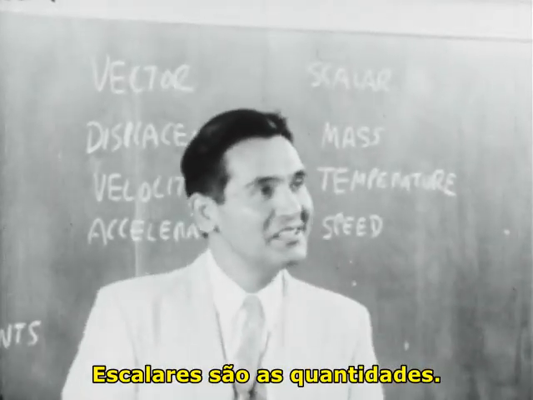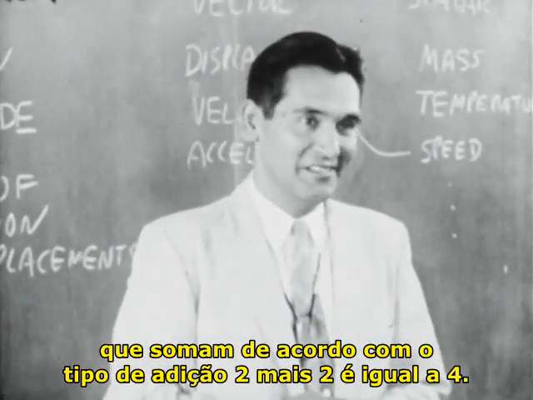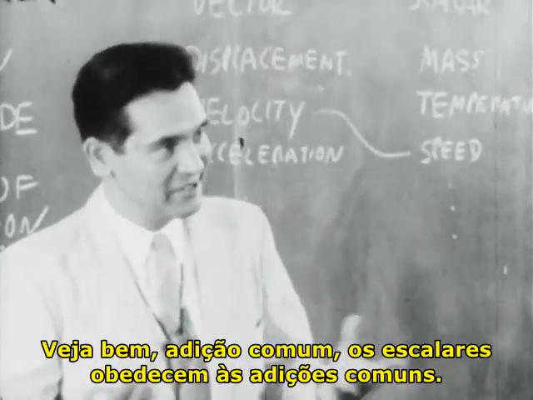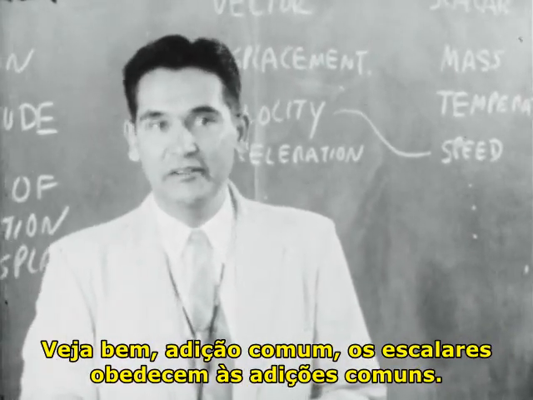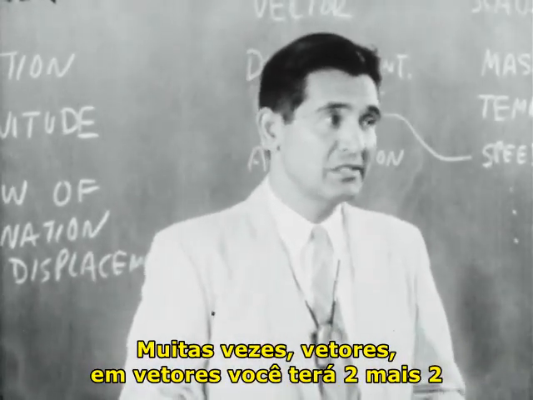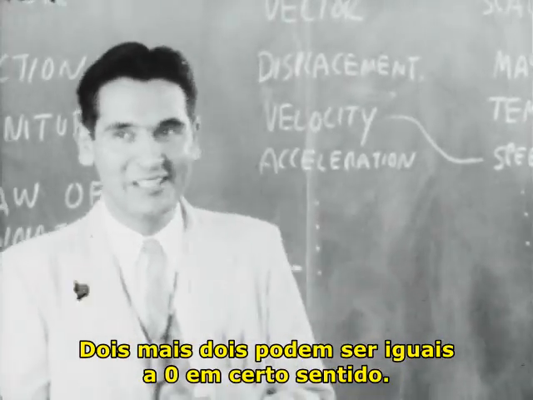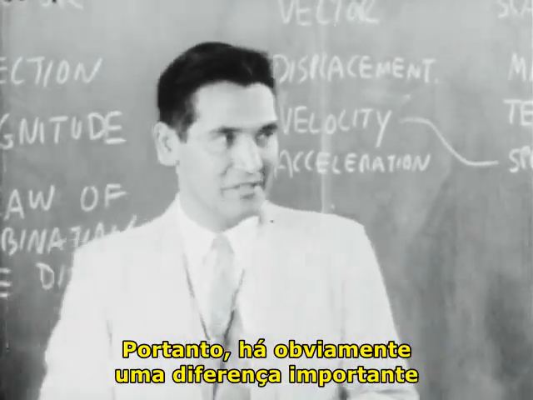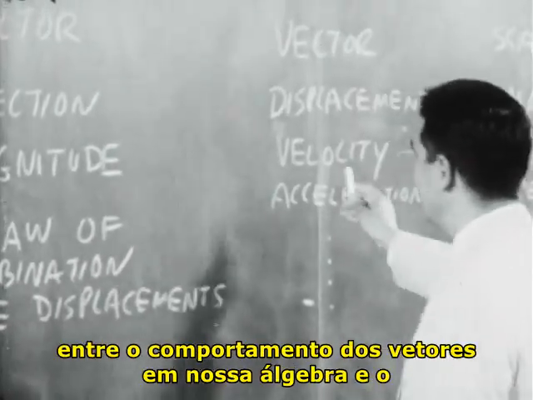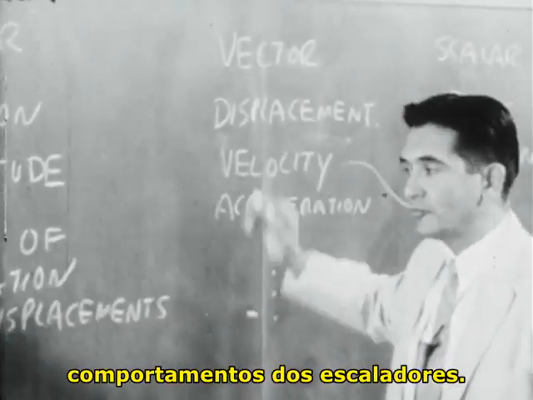Scalars are the quantities that add according to the 2 plus 2 equals 4 kind of addition. You see, ordinary addition. Scalars obey ordinary addition. Very often, in vectors you will have 2 plus 2 does not equal 4. 2 plus 2 might equal 3, 2 plus 2 might equal 0 in a certain sense. So there's obviously an important difference between the behavior of vectors in our algebra and the behavior of scalars.